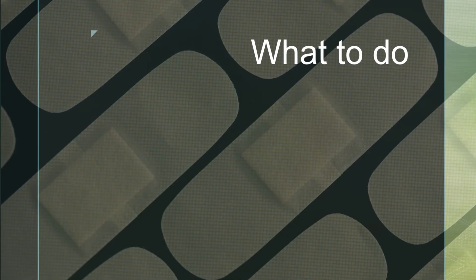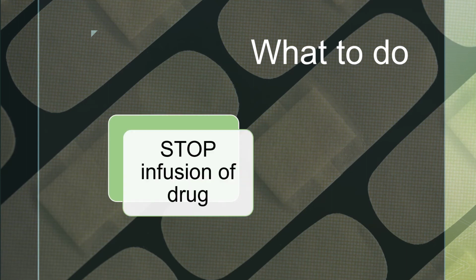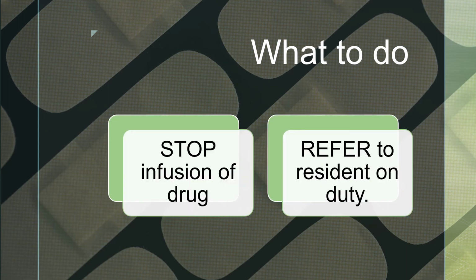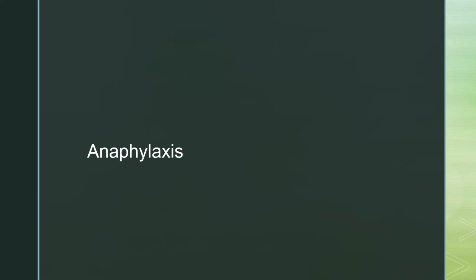So what do you do again when there are irregularities? The first thing also is to stop infusion of the drug and refer to the resident on duty. It is important that you be able to recognize anaphylaxis because if this is severe, you might just have the time to call the resident for help but no time for you to wait for them to administer first aid. So what is the difference between allergies and anaphylaxis?